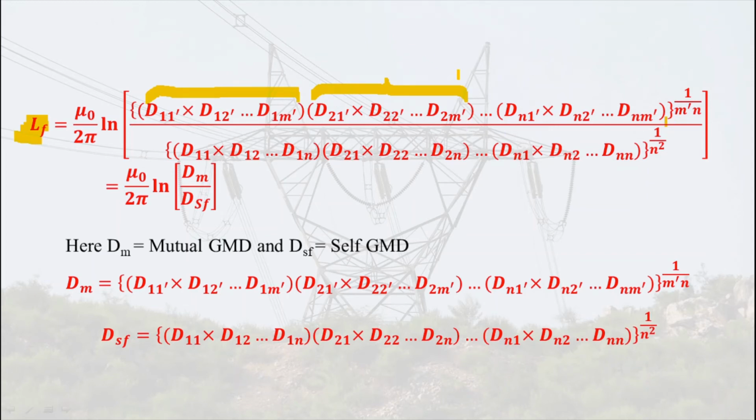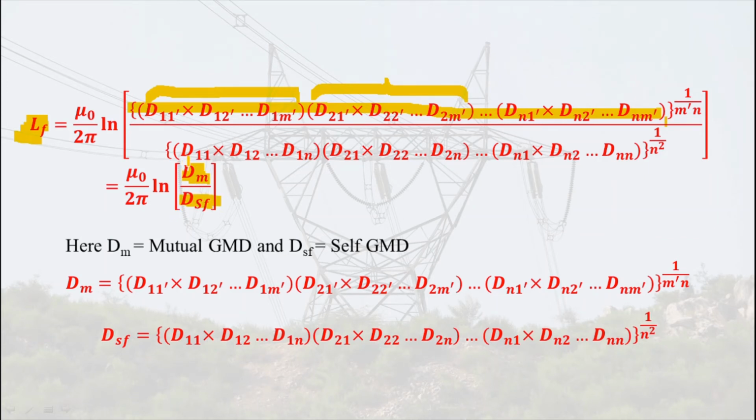Here n is the number of conductors in group 1 and m dash is the number of conductors in group 2. So the numerator of this inductance expression is called the mutual geometric mean distance and it is represented by Dm, and the denominator part is called the self geometric mean distance and it is denoted by Dsf.